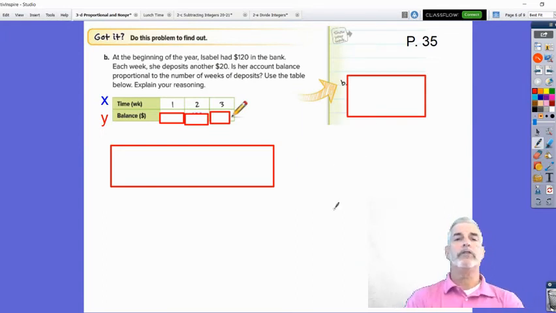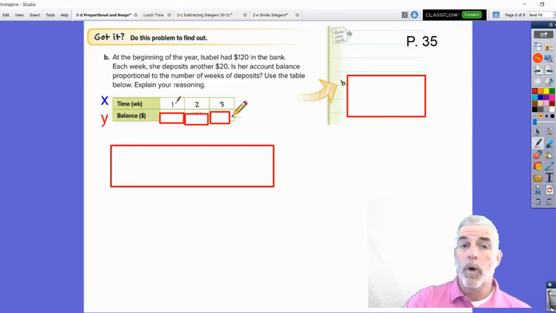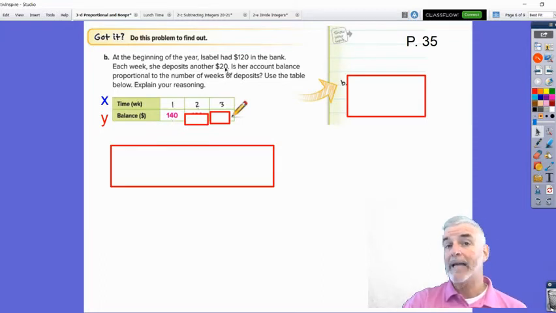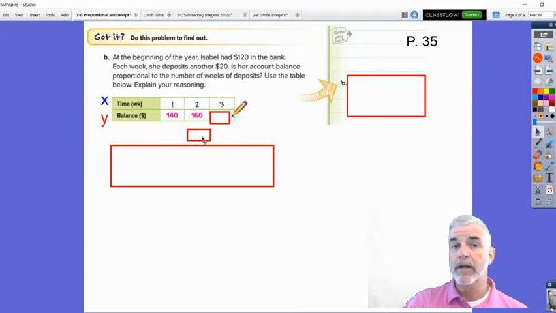All right, so here's a Got It problem that might actually be worthwhile. At the beginning of the year, Isabel had $120 in the bank. And each week, she deposits another $20. Is the balance, the amount of money in her bank account, proportional to how many weeks she's been putting money in? Well, after 1 week, how much money does she have? She started with 120 and she adds 20 every week. That means she has $140 in her account after 1 week. The second week, she adds 20 more dollars. So this now becomes $160.